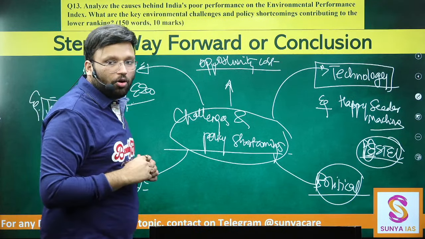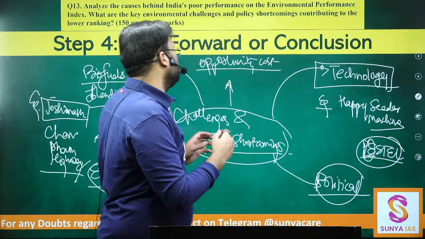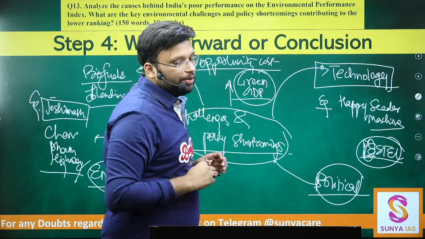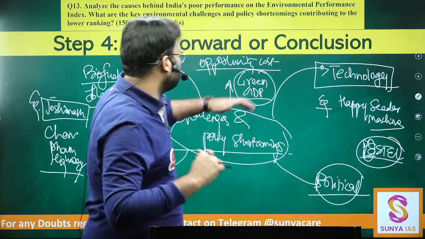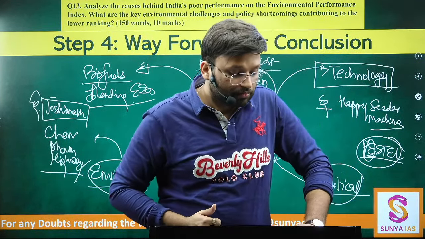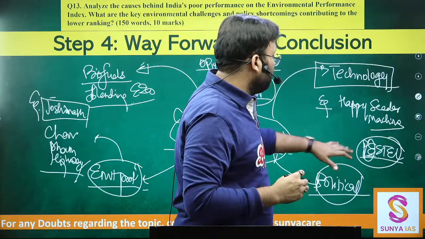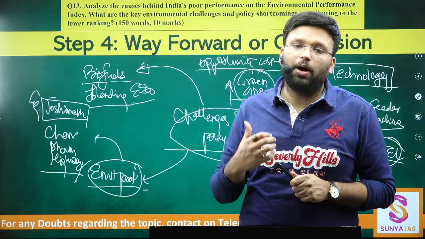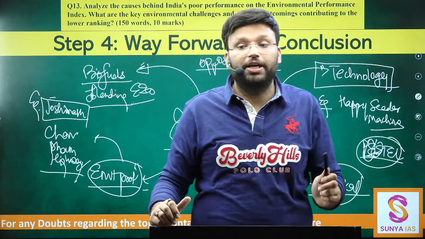That's why there are calls that we should also take into account the environmental loss which is happening when we are going for GDP. That concept is called green GDP. When we take into account the environmental losses happening because of economic growth, then we can talk about green GDP, how green GDP will include those factors. So all these are some of the policy issues. Then when it comes to society, how people are still not aware about waste segregation, how people are still throwing waste on the roadsides.